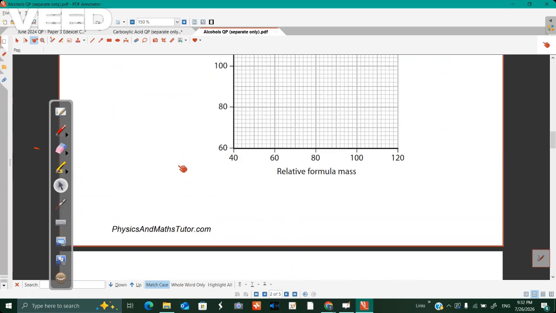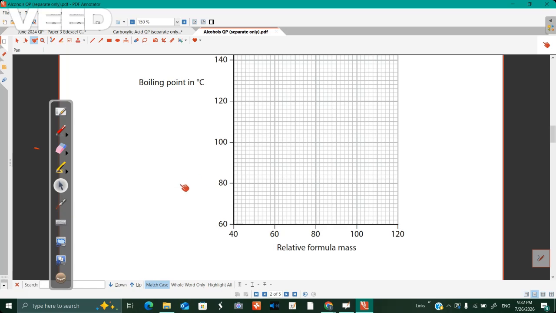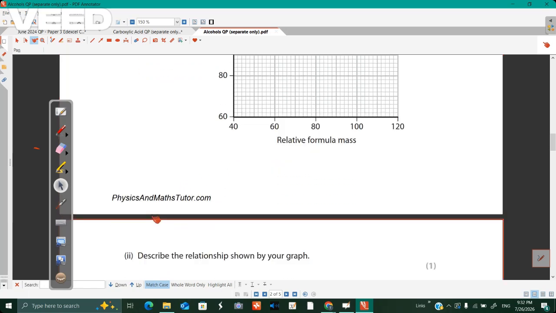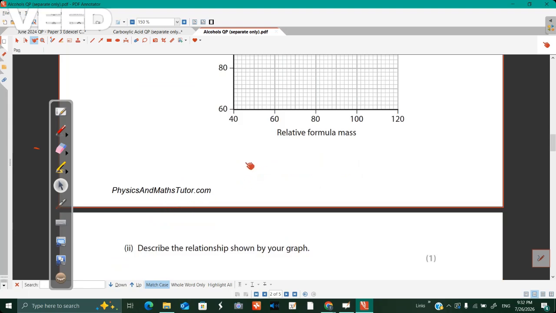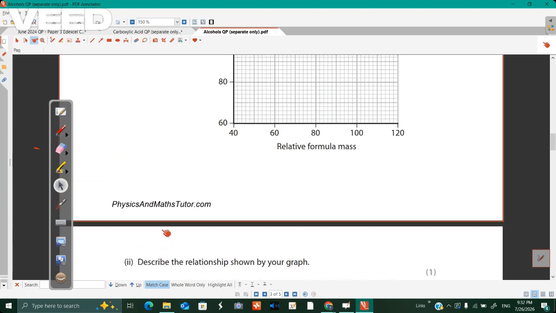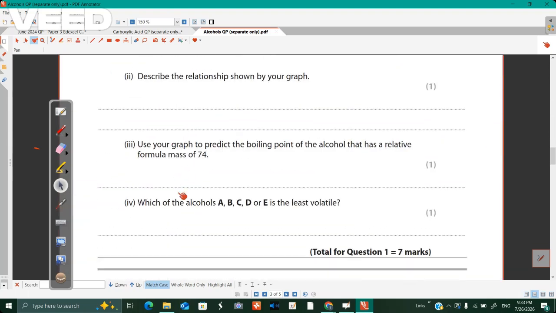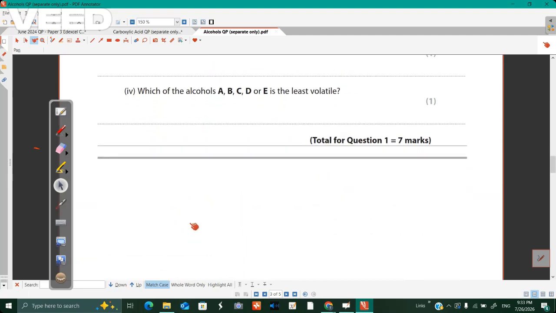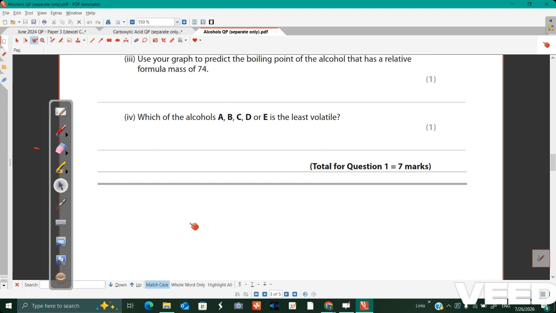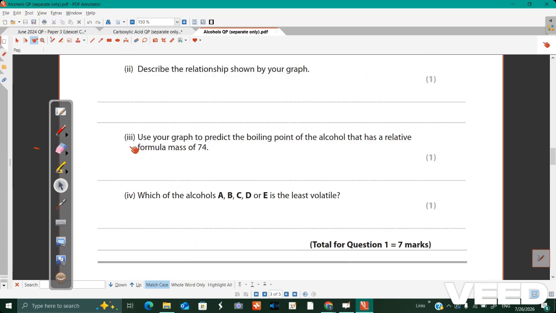So based on your graph, what is the answer you got for the boiling point of the unknown compound, right? With the relative formula mass given. What is the value you got? I'm asking now, if you are done with it, you must have an answer for this. What is the answer?